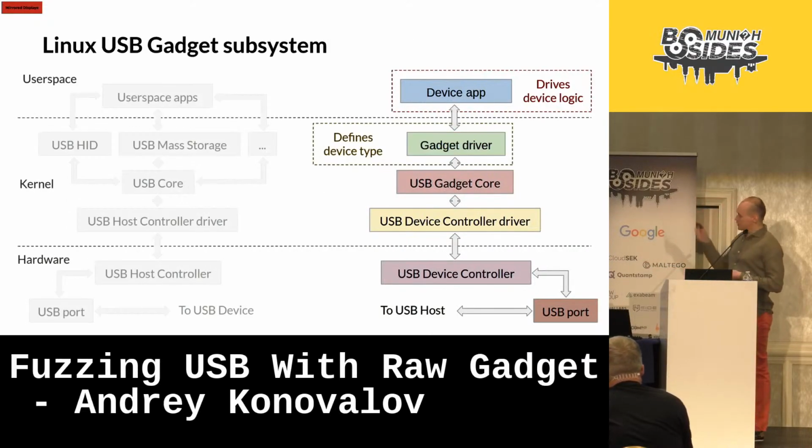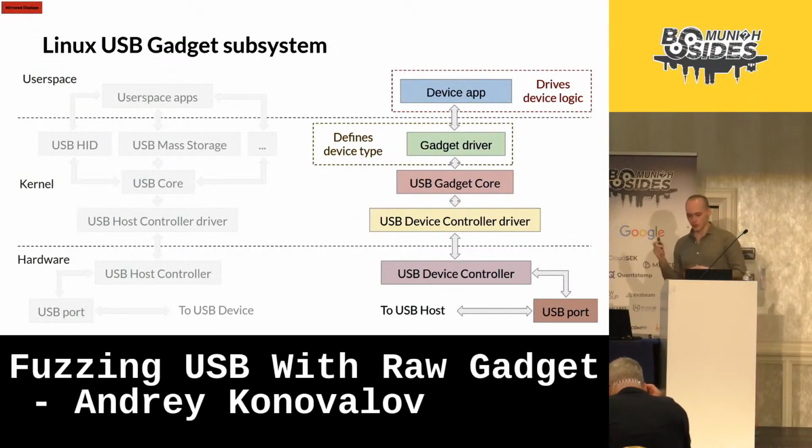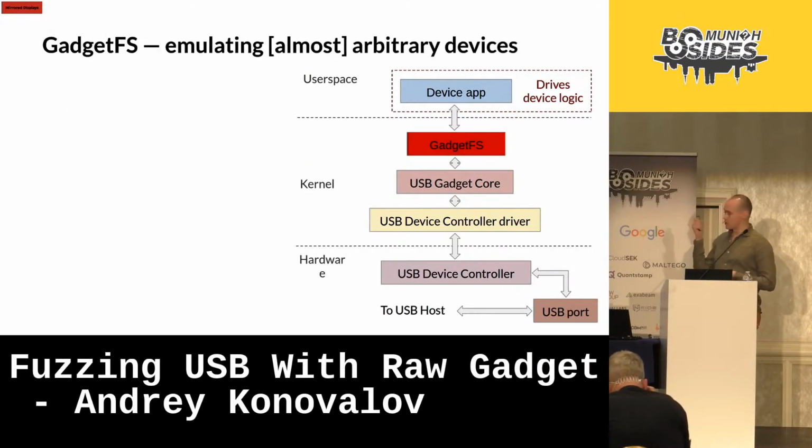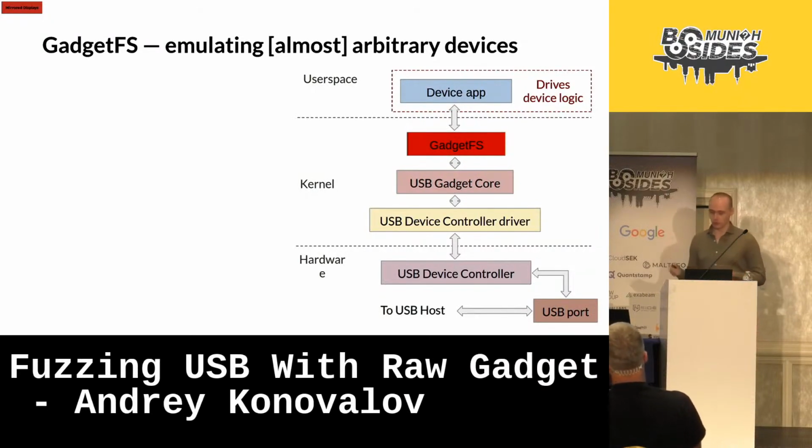So now the question is, if we want to use this approach for fuzzing, we need to figure out which gadget driver we use. If we use just the driver for keyboards, this of course means that we can only connect keyboards, which is not very useful when we're fuzzing. We want to connect all kinds of devices. So I started looking, and I found a driver that's called GadgetFS, and it allows emulating almost arbitrary USB devices. And the keyword here is almost.